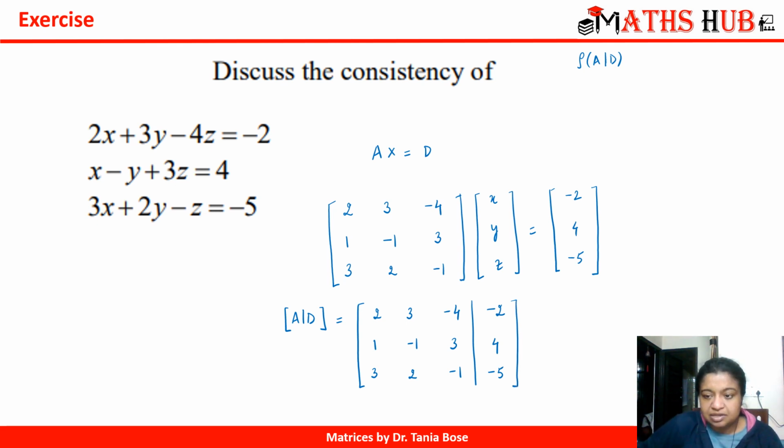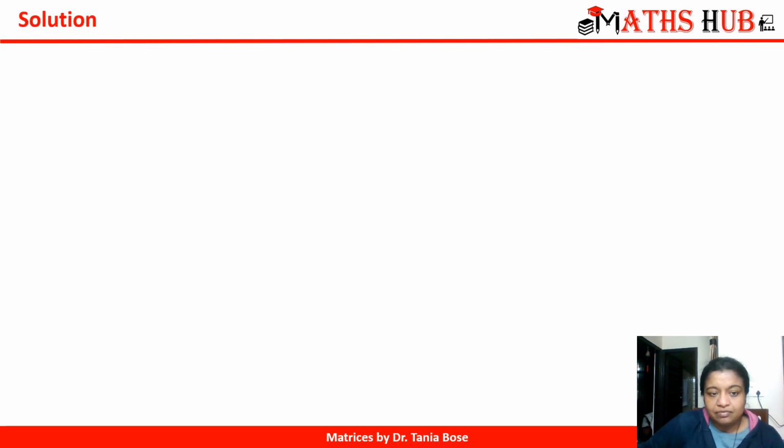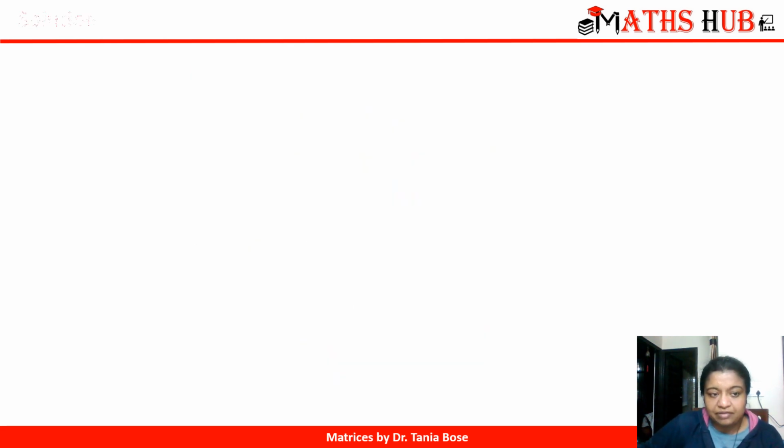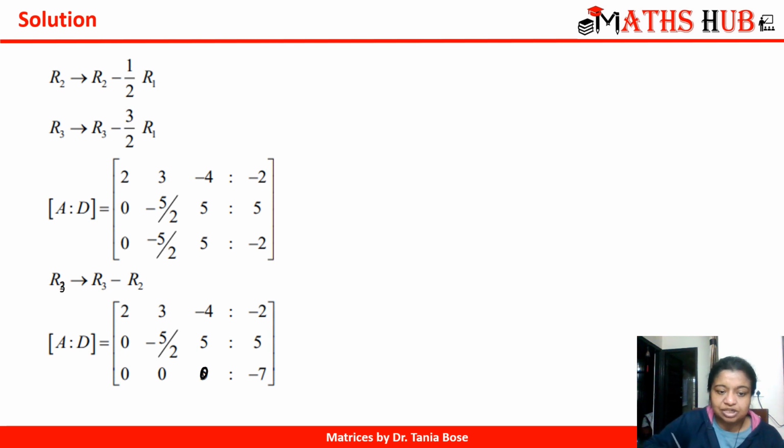Now we will convert this into row echelon form, and we will compute the rank of this whole matrix, right? So we have converted this into a matrix form and then into an augmented matrix. Now we apply the row transformations: R2 is equal to R2 minus half R1 and R3 is equal to R3 minus 3 by 2 R1. When we apply these, we get the transformations like this.